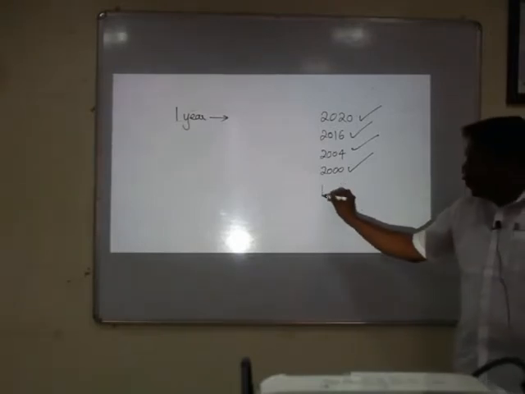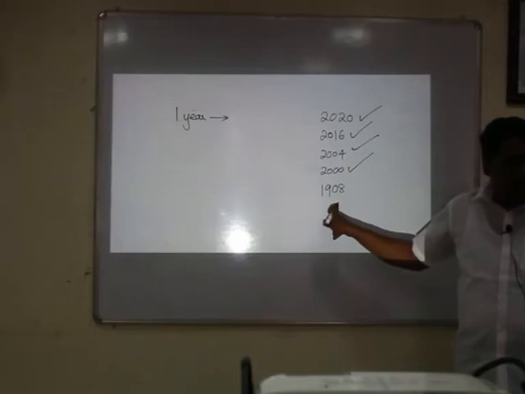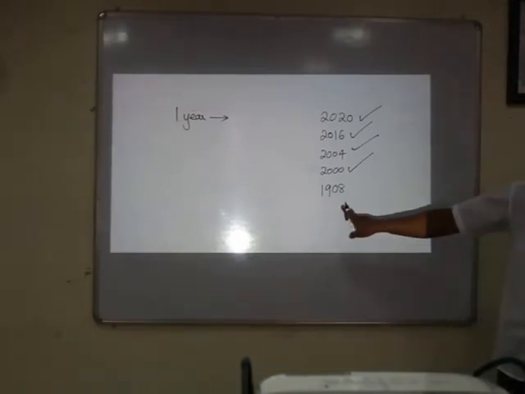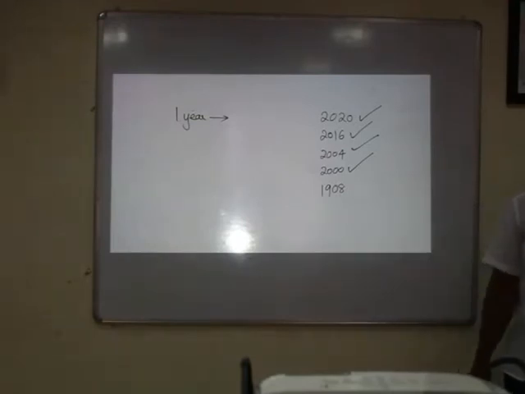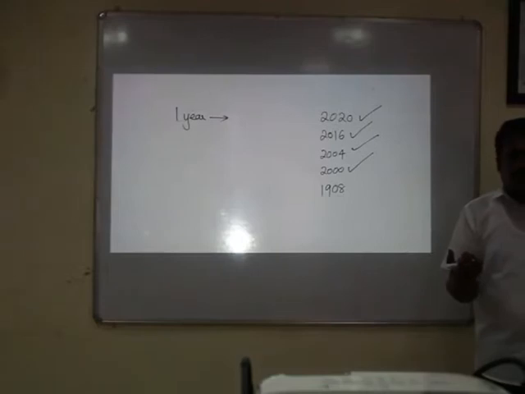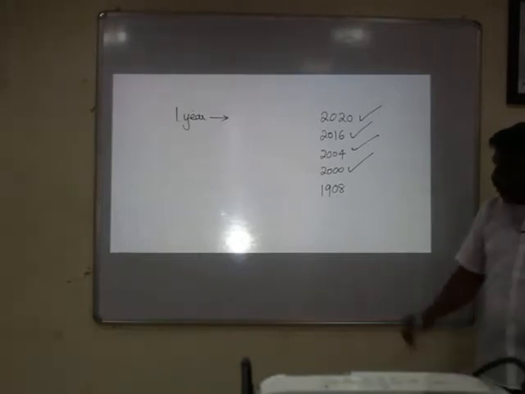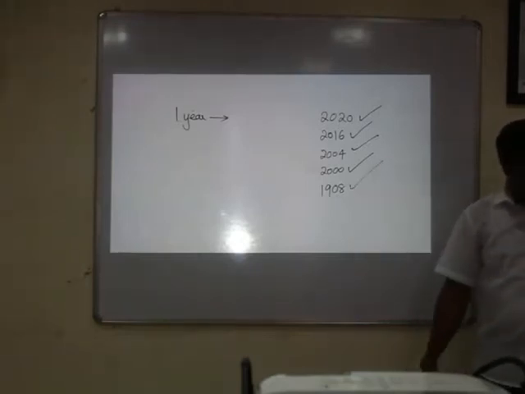Now comes the question, what about 1908? Was it a leap year? Yes or no? Yes. How do you say so? Because it is divisible by 4. So what is the simple logic to find whether a year is a leap year or not? You divide it by 4. If it is divisible, you call it what? Very good. 1908 is a leap year.